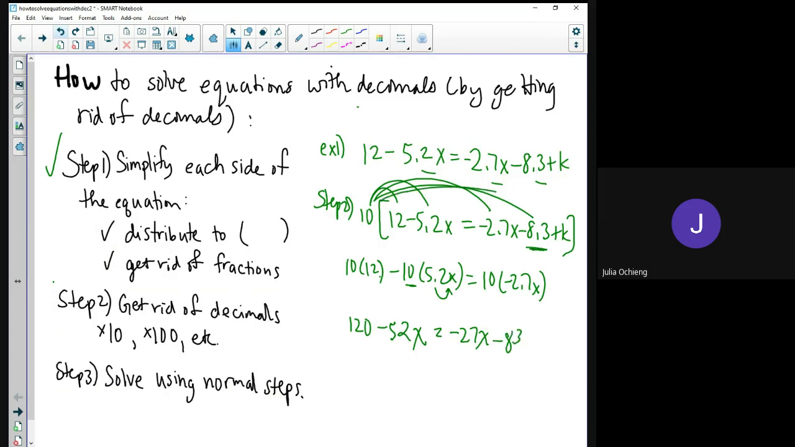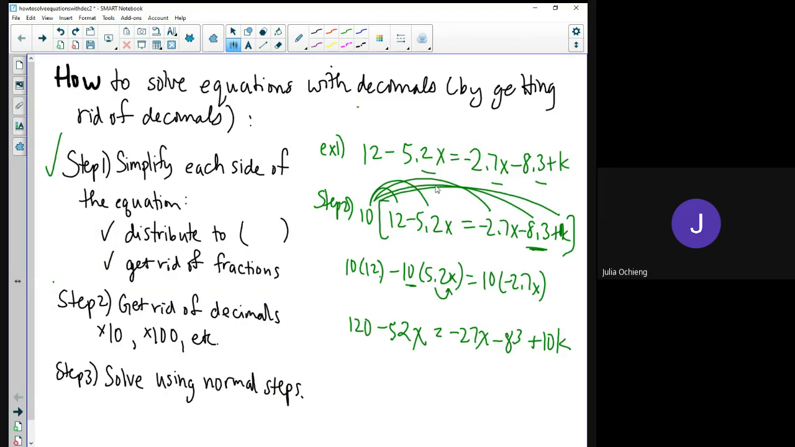And then last but not least is 10 times k. Just remember that there's an invisible 1 in front of that k, so it's 1 times 10, which is plus 10k. That's going to be plus 10k. Okay, so I have gotten rid of my decimals.